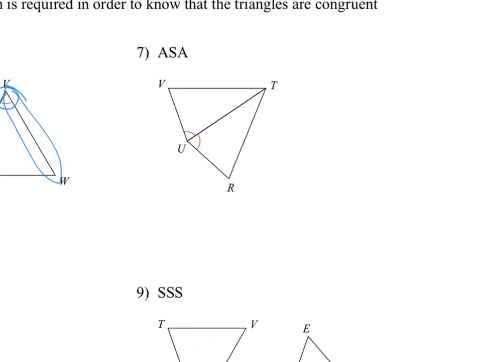All right, now this next one, we do have this shared side again, so we know these sides are congruent. So we have an angle, a side, and then we need this next angle. All right, so we have the angle, we have the side, we need that next angle. So I'm going to say angle RTU. So RTU, this angle right here, is congruent to angle.